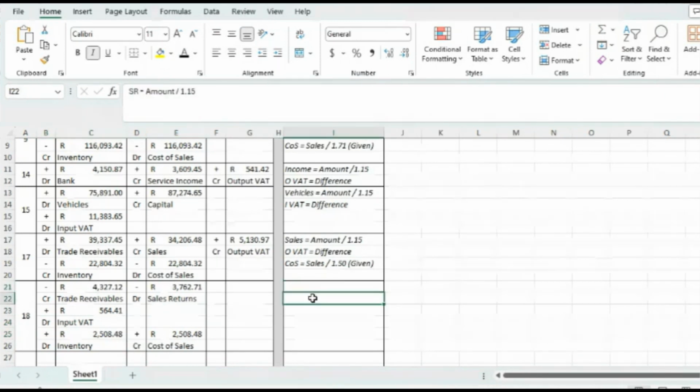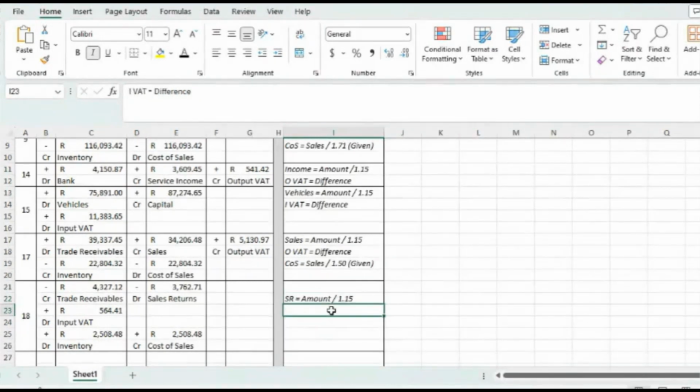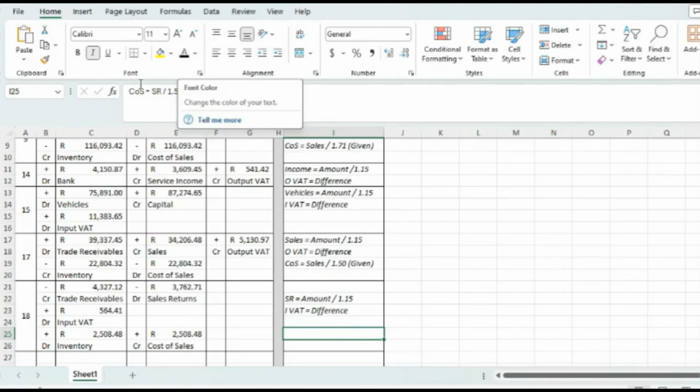Okay, if we look at our comments here, the sales return is the amount excluding VAT. The input VAT is simply the difference. The cost of sales is the sales return divided by 1.5. And that is all we need to know.